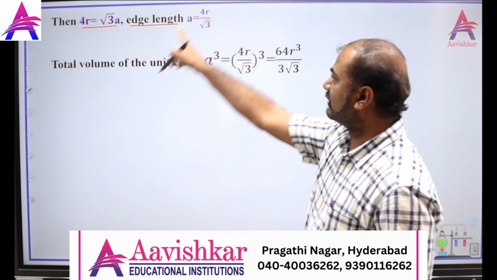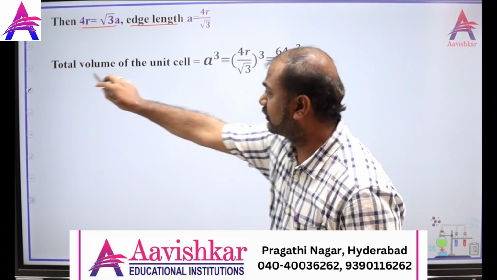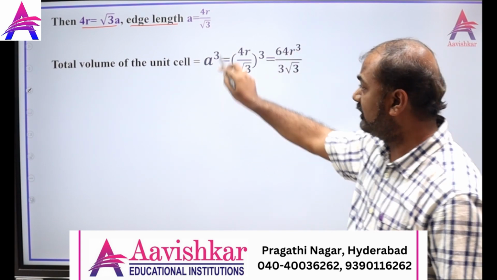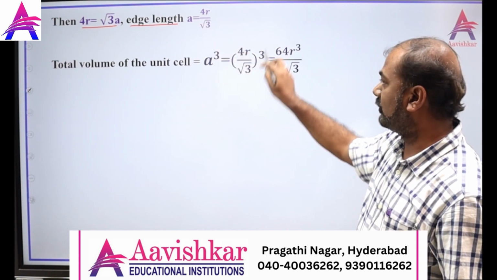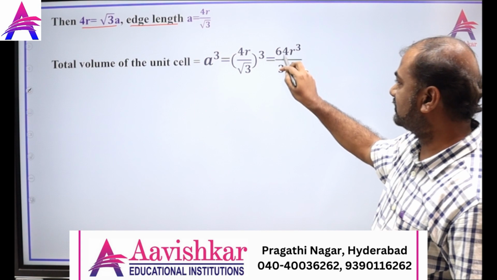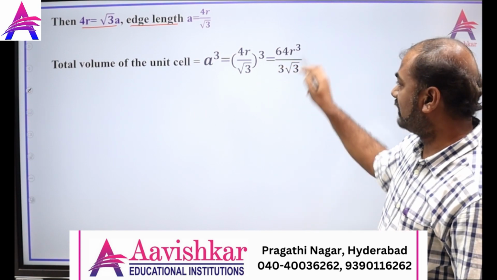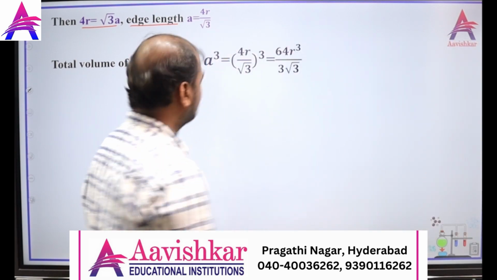Now, if the edge length a is equal to 4R by root 3, what is the total volume of the unit cell? For a cube, the volume is a cube, which is 4R by root 3 to the power of 3. So 4R cubed means 64R cubed divided by root 3 cubed, and root 3 cubed can be written as 3 root 3.